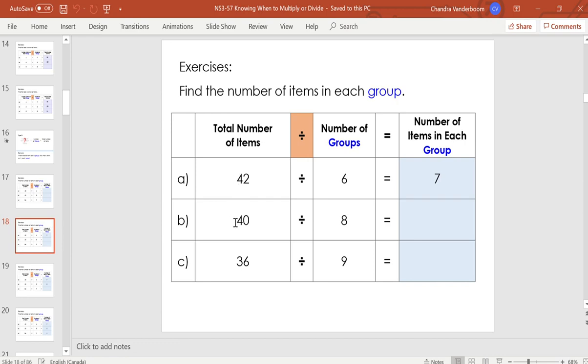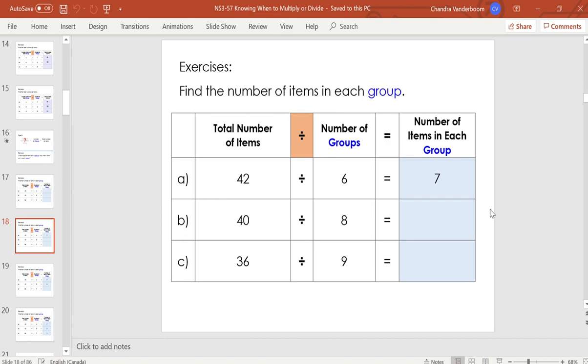Now, we know we have 40 items altogether, and we know we have 8 groups, but we don't know how many go in each group. So we can do 2 things again. We can draw 40 lines or 40 dots, and we can separate them into 8 groups. We can do that. Or we can skip count by 8s until we get up to 40. Let's try the skip counting by 8s until we get up to 40. Get your hand ready and do it with me.